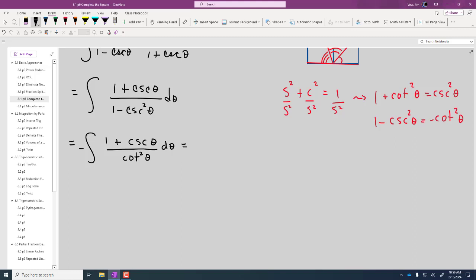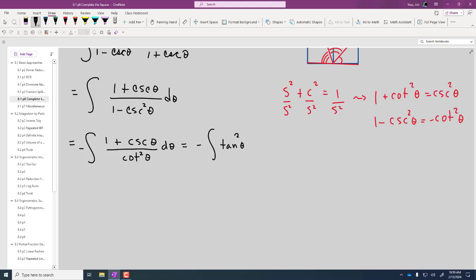All right, we're getting closer. Now we'll split the fraction. What is 1 over cotangent squared? Tangent squared. Does that have an antiderivative? Close, but we're not quite there. That does not have an immediate antiderivative. We don't know a function that has tan squared as its derivative.